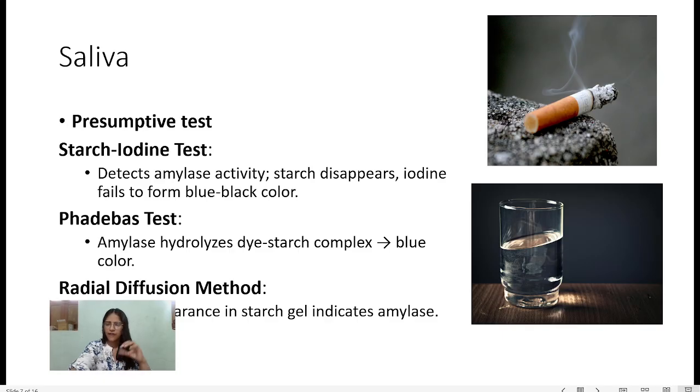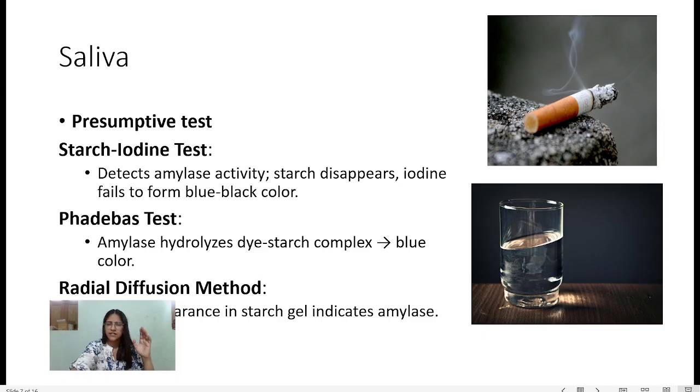And how do we have to perform this? We have to just apply the Phadebas tablet or solution onto the suspected stain. Like if it's saliva, then blue color is released. Blue color is shown, right? The significance of this test is that this is more sensitive than the starch iodine test. So this is actually very widely used in forensic labs.